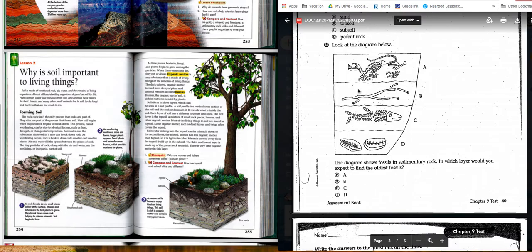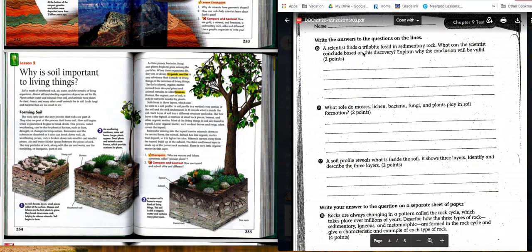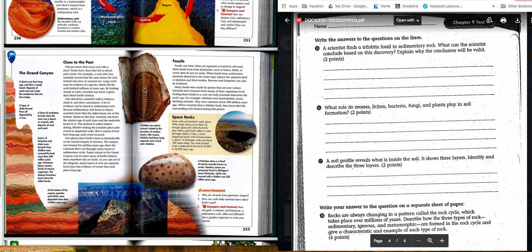Don't look at the things. Just look from top to bottom. You know what scientists believe. Okay, the short answer: a scientist finds a trilobite fossil in sedimentary rocks. This is the trilobites, guys. What can a scientist conclude based on this?